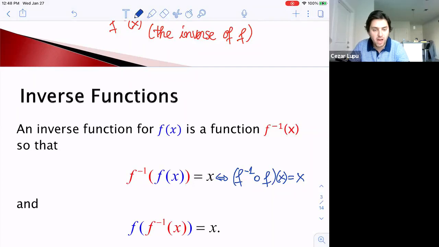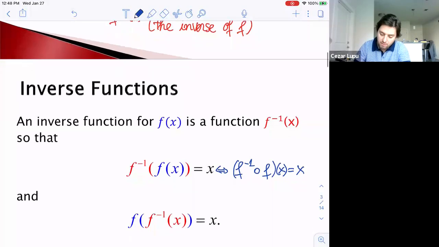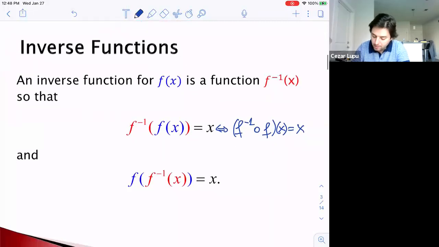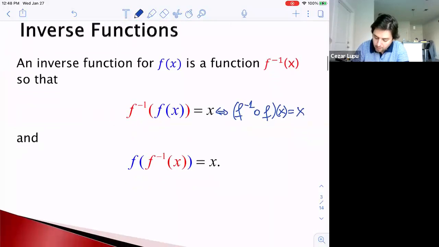So f inverse of f of x is x. Or you can say that f inverse composed with f is the identity. This x we will also call the identity function. And the same goes here: f of f inverse of x is x. You can say that f composed with f inverse of x is x.